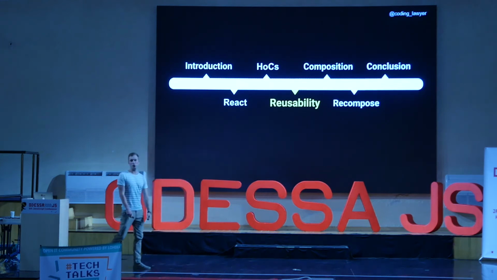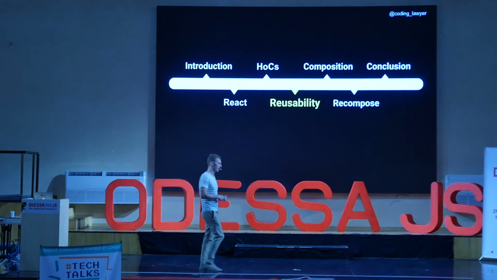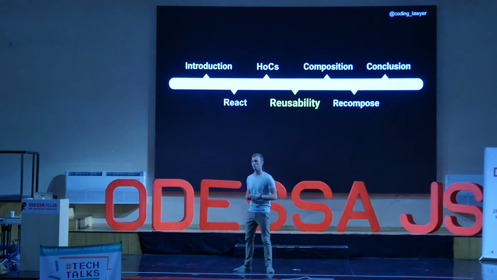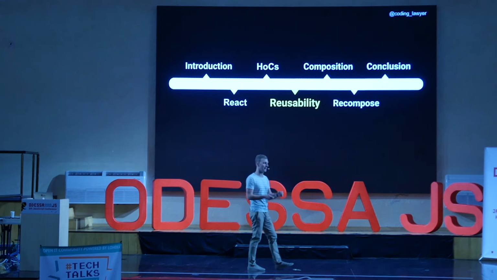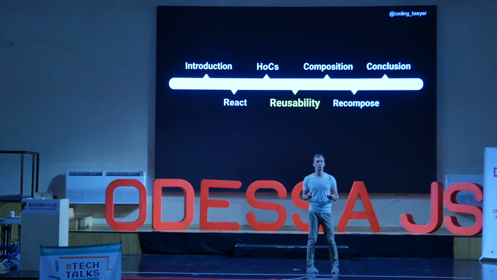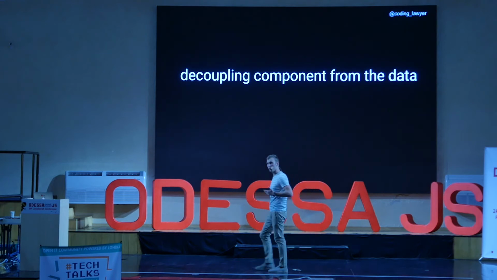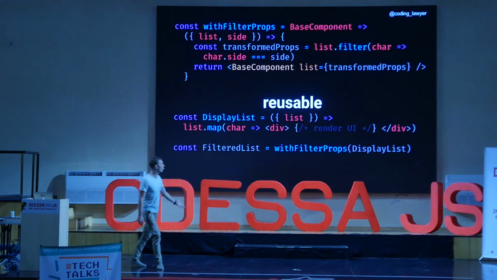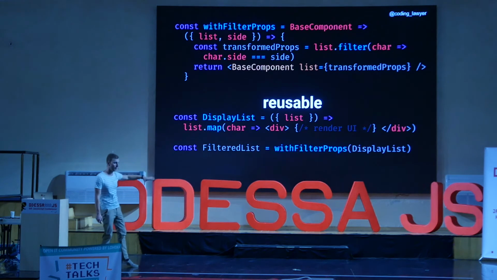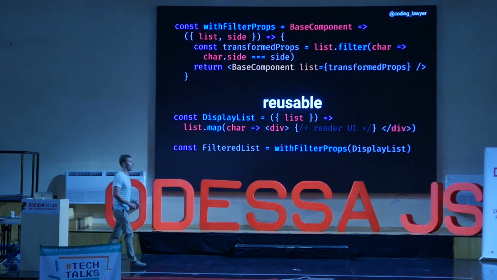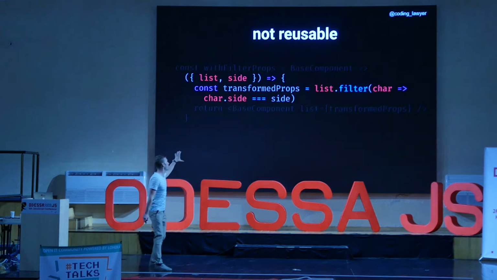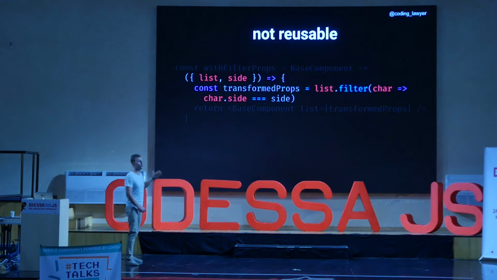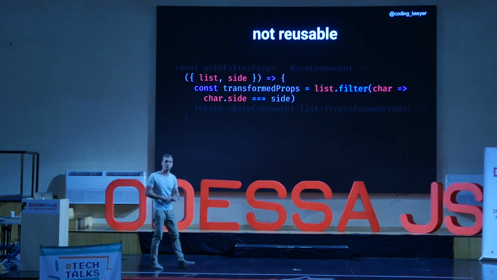So now we know how to create a higher order component. Let's take a look at how we could make it reusable. Making components reusable means we want to decouple them from the data. We don't want them to be dependent on a particular prop structure. If we take a look at our previous example, here we moved the logic to the higher order component, and our base component became reusable. But we have a problem because our higher order component is not reusable. And why? Because it's dependent on a particular prop structure. We can use it only in the cases where list and side props are available to us.